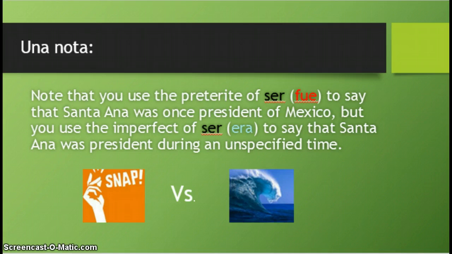But I'm going to use imperfect of ser, era, when I'm saying that Santa Anna was president during an unspecific time frame. So that is just kind of in general, not specific. I'm just describing that he was president, that was ongoing when the war came to a conclusion. So remember, snap versus wave. Un chasquido o una ola.